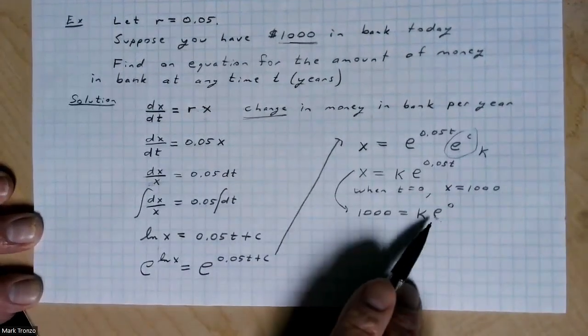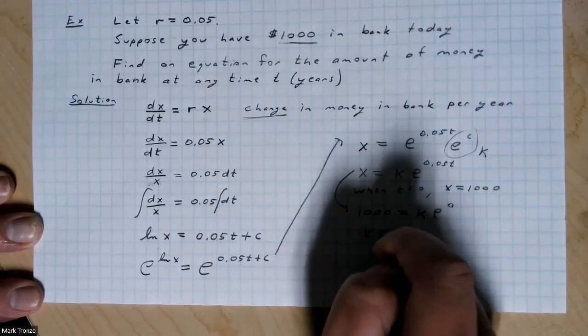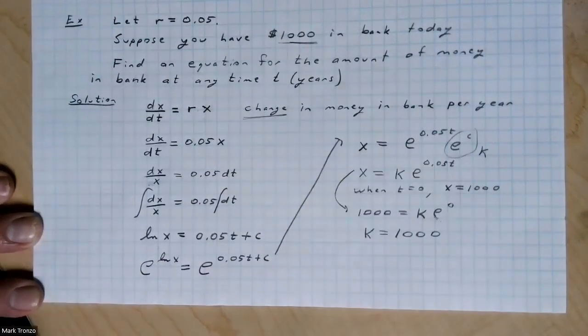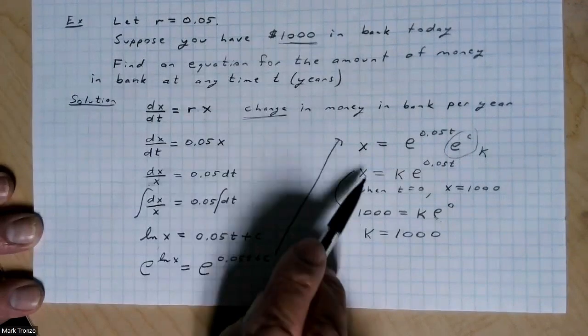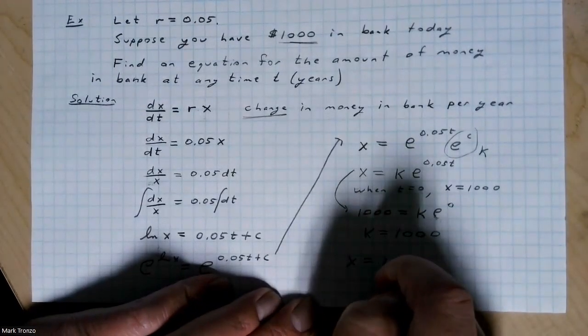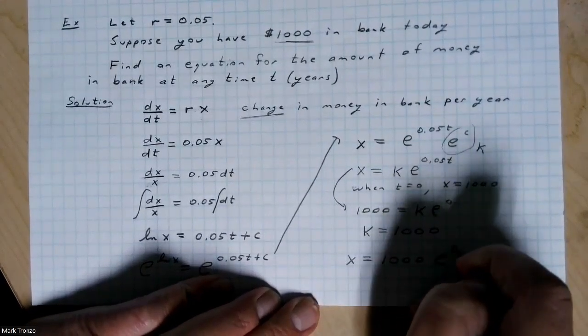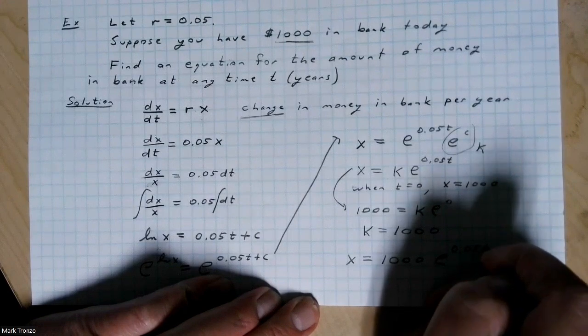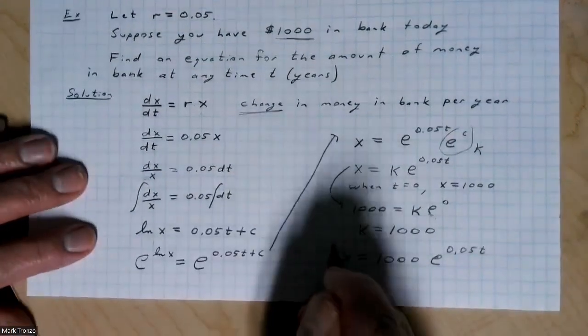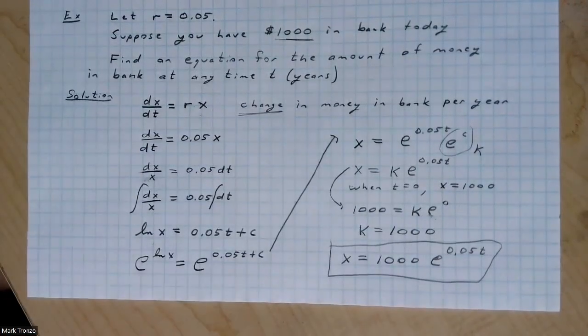This, of course, e to the 0 is 1. So that means k is going to be equal to $1,000. Now back to our equation up here: x equals 1,000 e^(rt). So this is the equation for the amount of money that's in the bank at any time t.